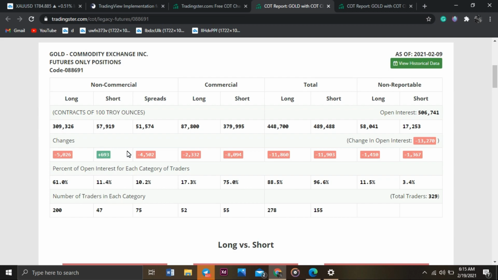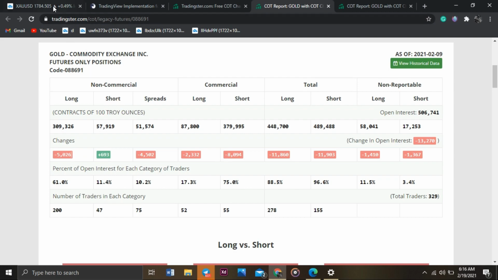Okay, because you being a retail trader, you don't have enough money to move the market. The non-commercials and the commercials are the people who have the money to actually manipulate and move the market in a direction. So as a retail trader, you don't have to try and trade against them. Just look at how they are positioning themselves.